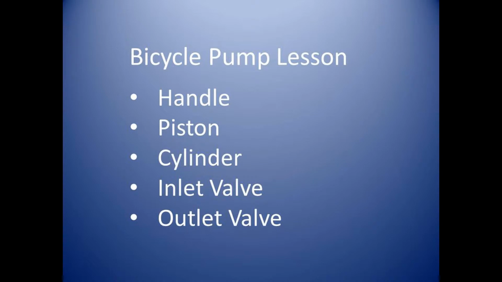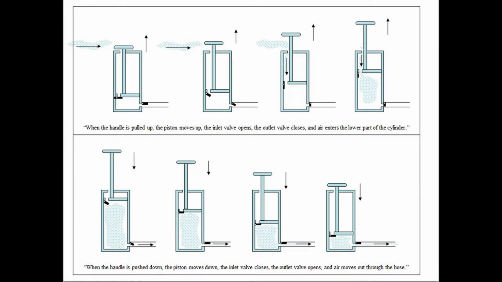In this lesson, there are 5 main elements: handle, piston, cylinder, inlet valve, and outlet valve. This lesson is fairly simple and could possibly be divided into 2 segments, as this figure shows. One to show what happens when the handle is pulled up, and one to show what happens when the handle is pulled down.